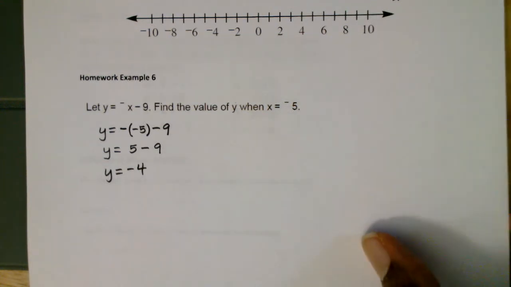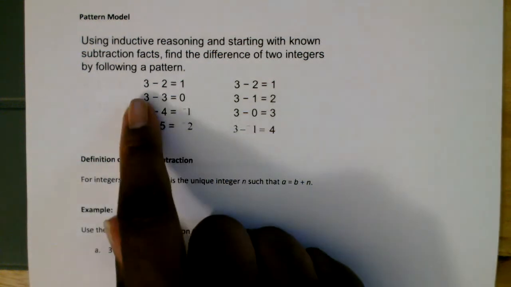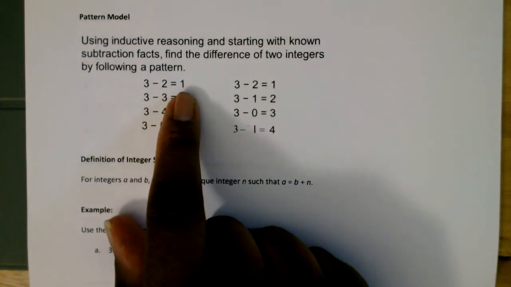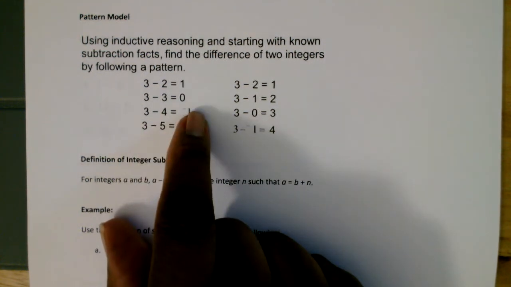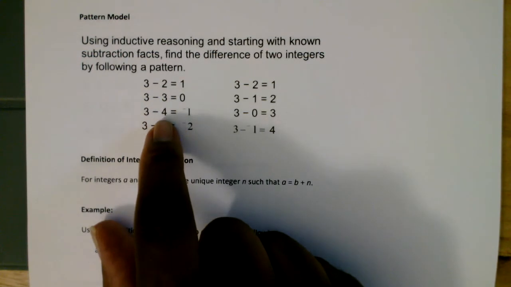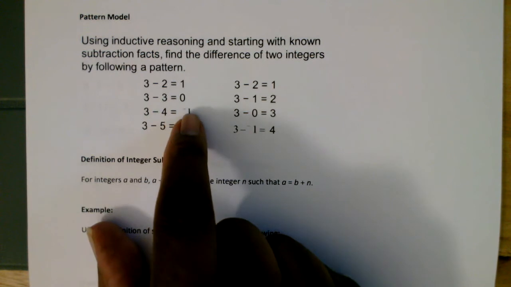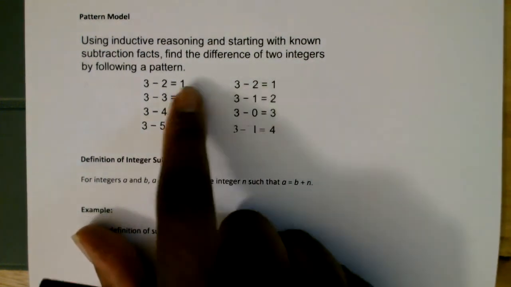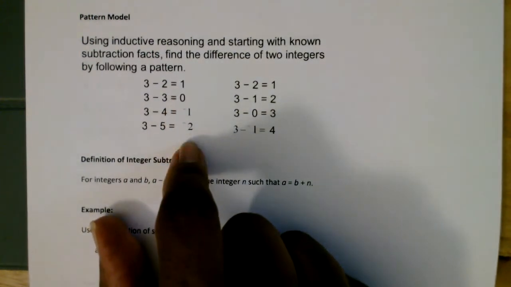All right, on the next page is a pattern model for subtraction. Here we can use inductive reasoning and starting with known subtraction facts to find the difference of two integers by following a pattern. Like 3 minus 2, that's going to be 1. 3 minus 3 is 0. 3 minus 4 would end up being -1. So as you can see, as we increase the second number by 1, the difference decreases by 1.